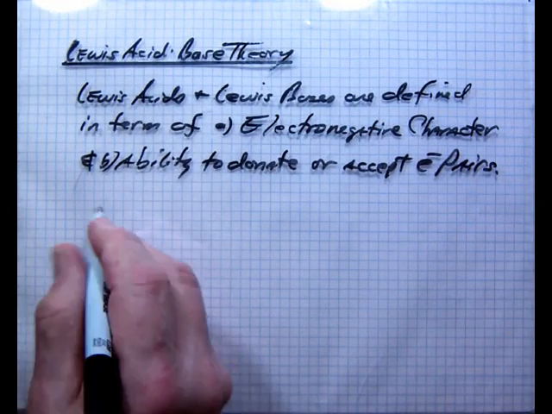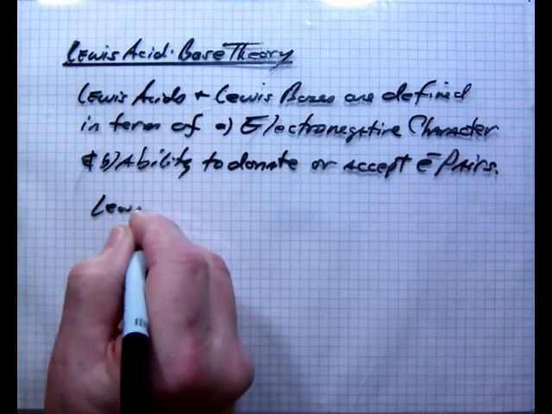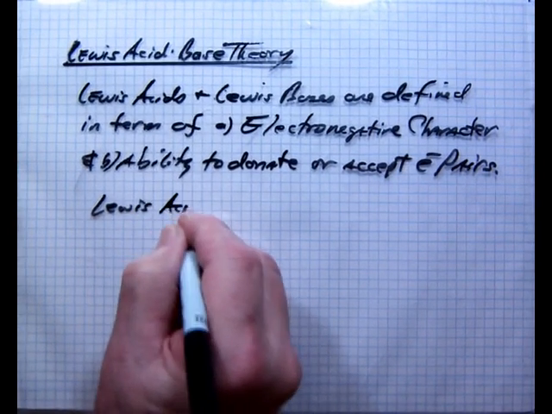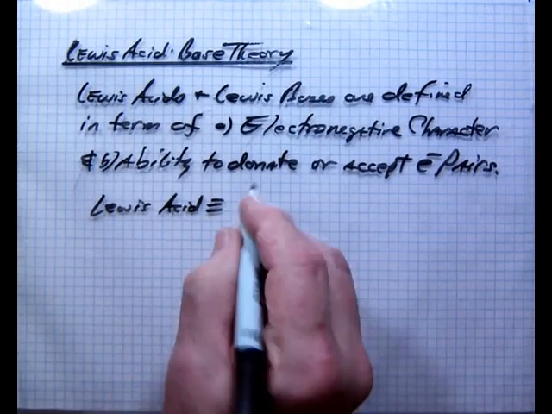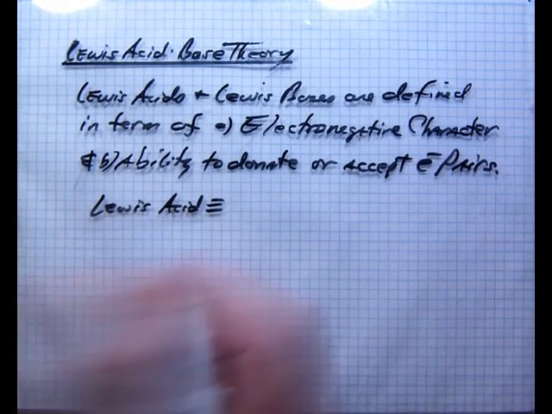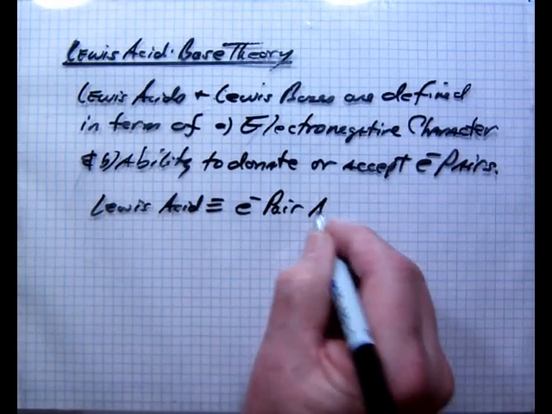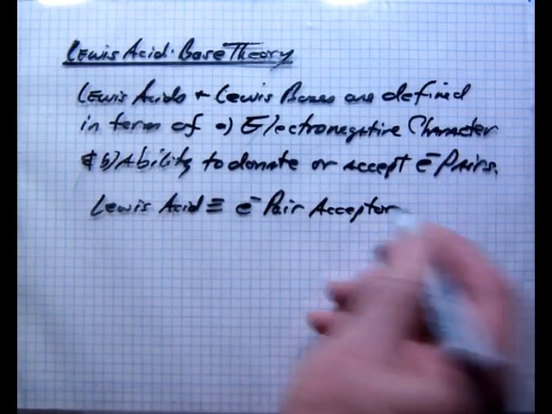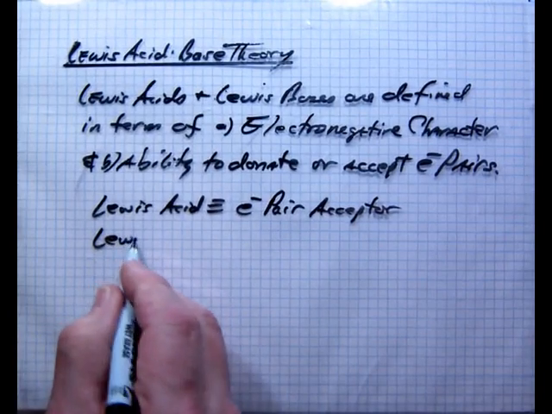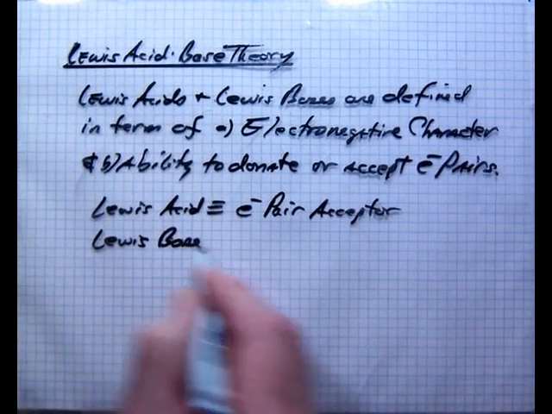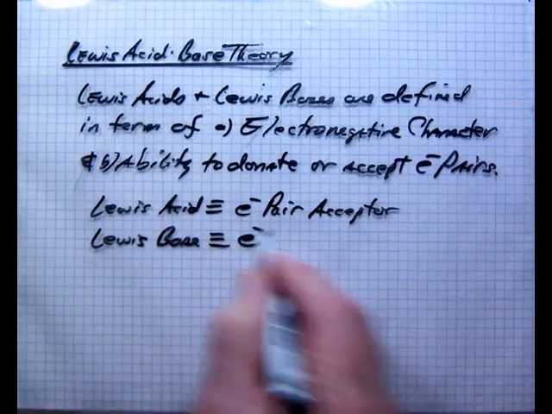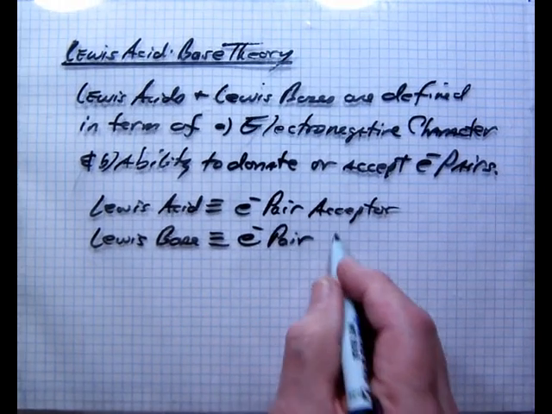In that, we say that a Lewis acid, by definition, is an electron pair acceptor. I'll show you in a minute. And a Lewis base, by definition, is an electron pair donor.